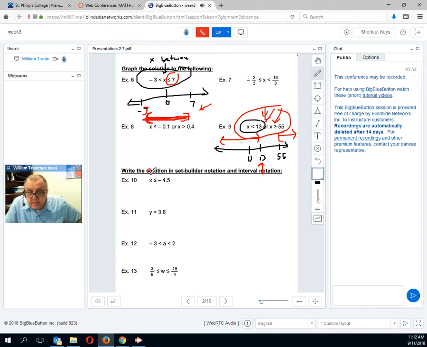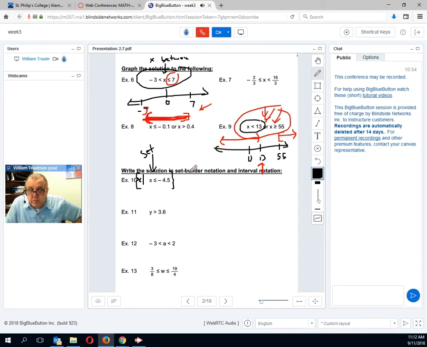It says write the solution in set builder notation and interval notation. Well, this is pretty much it. These are all set builder notation. To be proper set builder notation, they would put an X with a line, and then they'd have this bracket just to enclose it. But these are in pretty much set builder notation already.